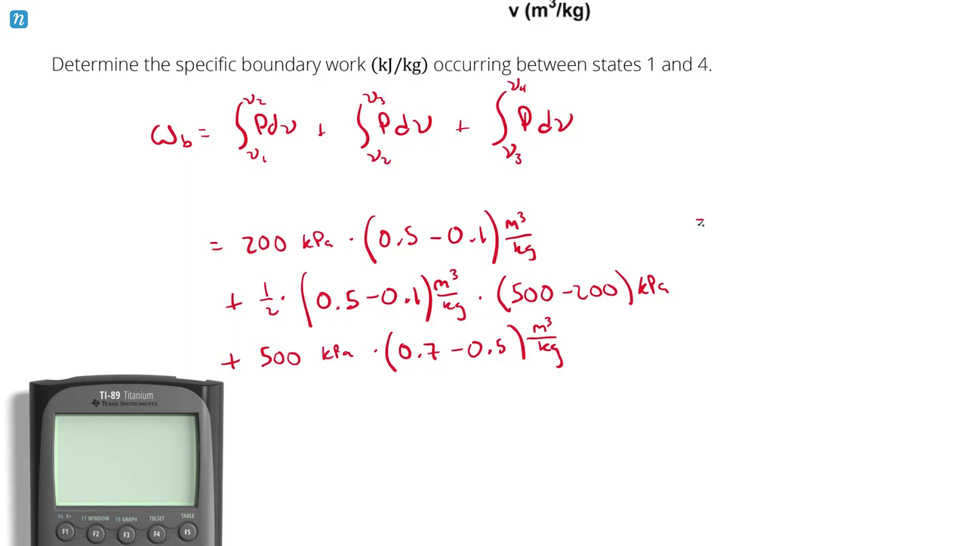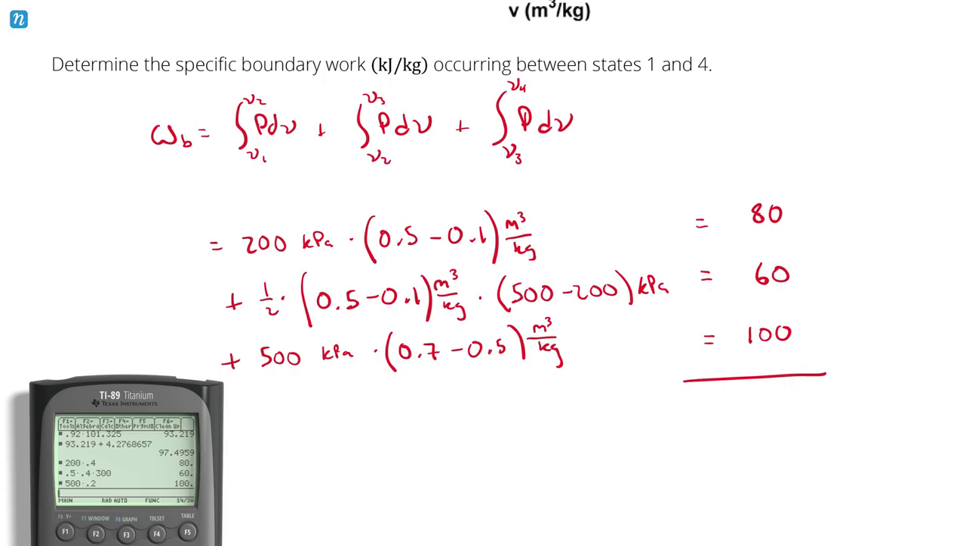So if I calculate these numbers and add them together, I'll get my total specific boundary work, if that makes any sense. So, wake up calculator, we have work to do. 200 times 0.4 is 80. 0.5 times 0.4 times 300 is 60, and 500 times 0.2 is 100. So, 80 plus 60 plus 100 would give me 240.